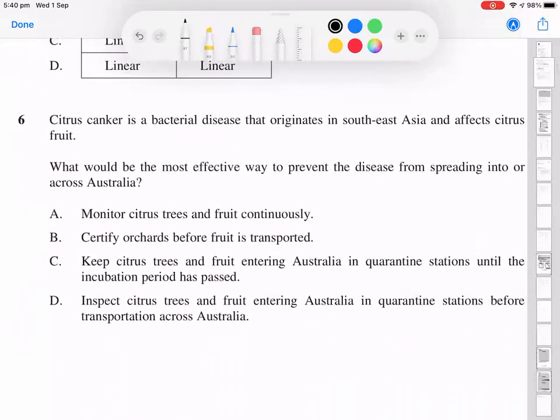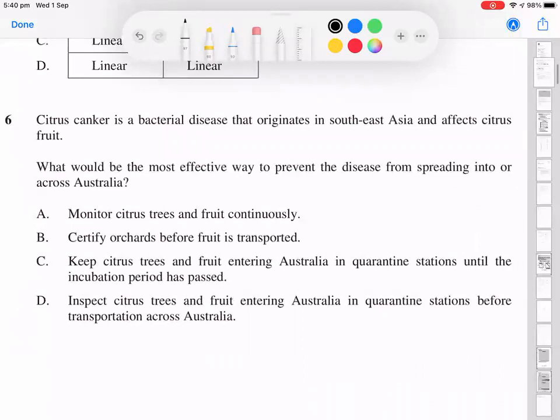So this one's looking at a particular type of bacterial disease called citrus canker. So you're not actually expected to know this one. You're looking at your ability to work it out. So the option that's correct is going to be C. And that's because this will prevent the disease from coming into Australia in the first place. There's no use in treating it if you can prevent it.